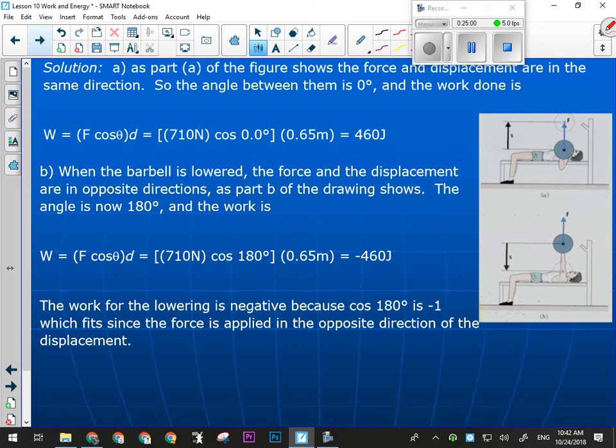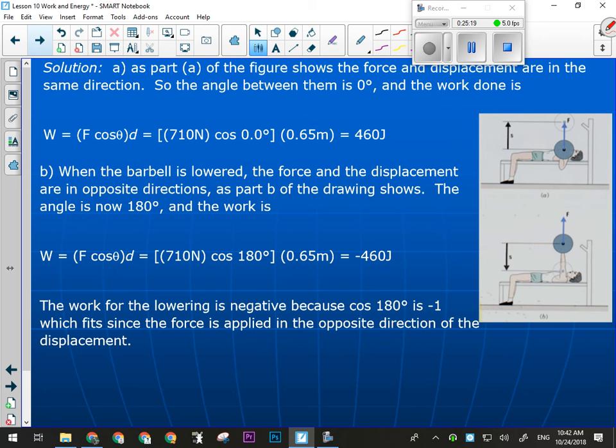It would probably say from the barbell's perspective or on the barbell. Something like that. It would imply it's here. If it says how much work have you done, then you would say I have done negative 460 joules worth of work because I lost it to the barbell, or I gave it to the barbell. That's a good question.